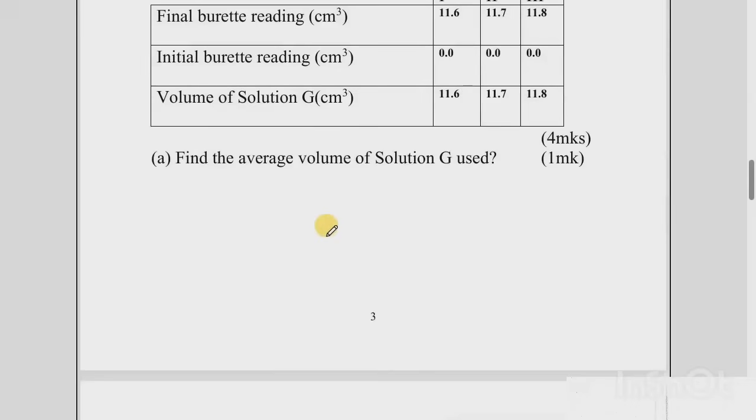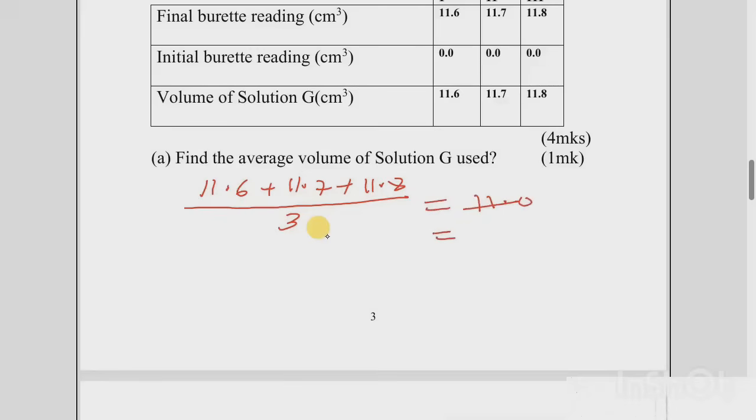But finding the average is simple. Now this one, you look at your values, they are okay, so you just need to do your average. I've said you just write to 2 decimal places. It does not harm, it does not fight, it does not bite, just write 2 decimal places.